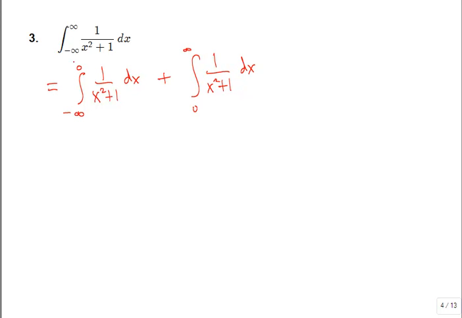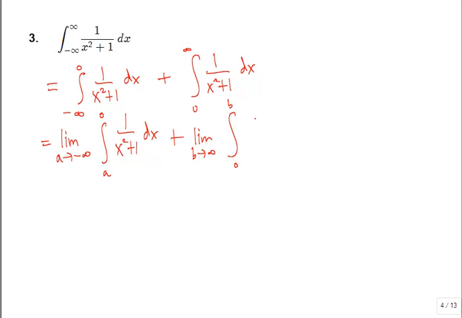You need to get that finite bound in there that actually does exist and is continuous. Once you have that bound in there, then the infinite bounds you're going to swap out and turn those into limits. Doesn't matter what letter you pick. For this minus infinity, I'm going to use a and let a go to minus infinity from a to 0 of 1 over x squared plus 1 dx, plus for this positive infinity, I'm going to choose b and let b go to positive infinity from 0 to b of 1 over x squared plus 1 dx.